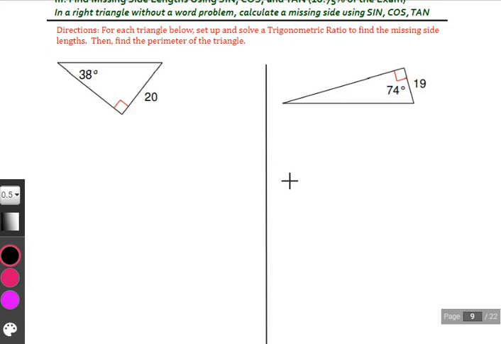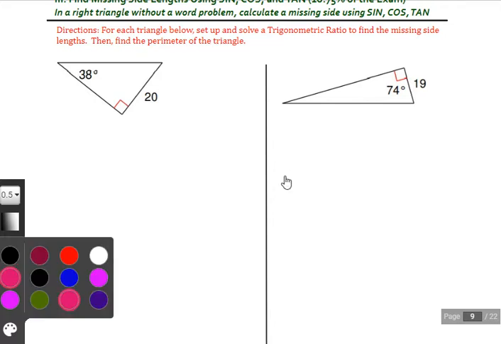All right, so here's part two, the next two problems. We're going to tackle these just like the previous two. And so we're going to have to find the missing side lengths. And then once we get the missing side lengths, we can add them together to find perimeter.